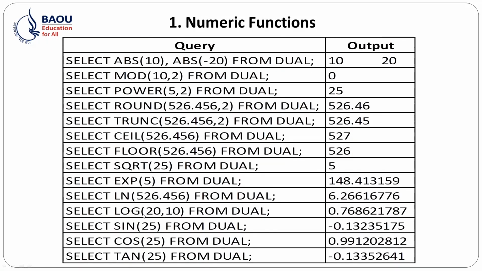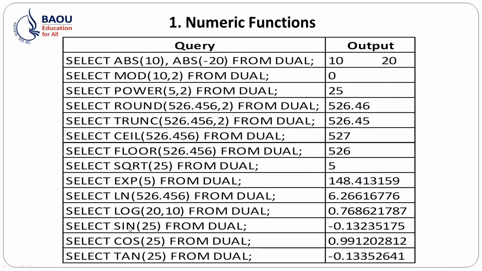Now, ln is the natural logarithm of the number. So select log 20, 10 from dual. See, here dual is one table, an inbuilt table. One row and one column are used in dual. So log is used to display the logarithm of 20 with base 10.